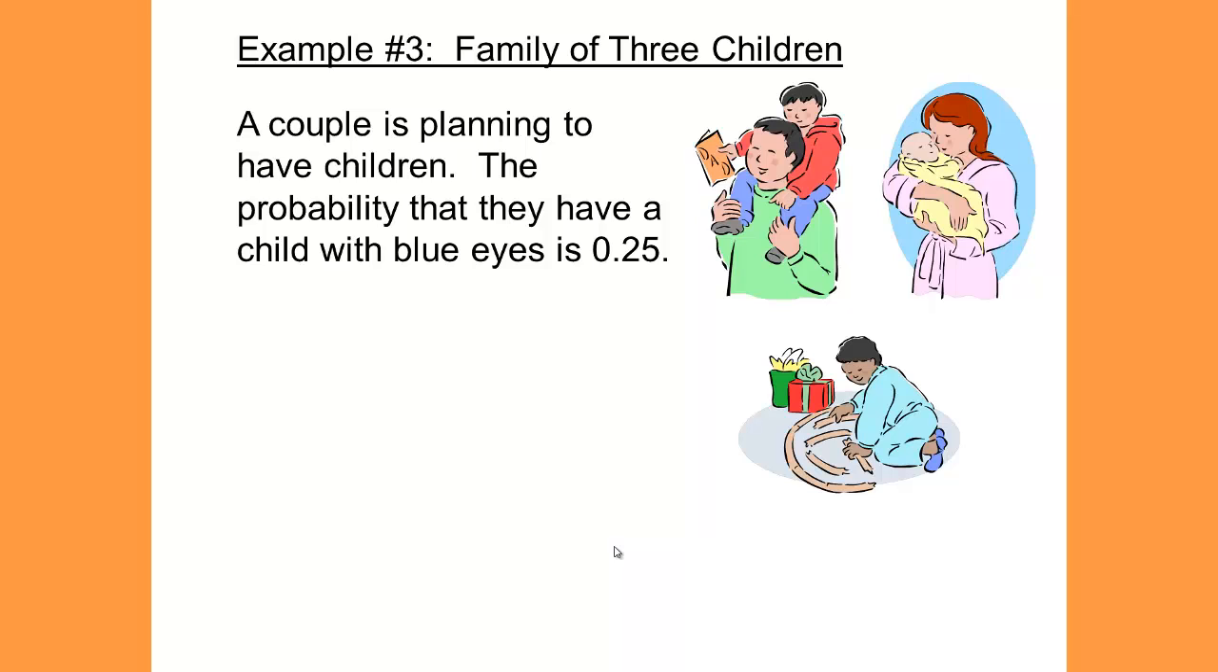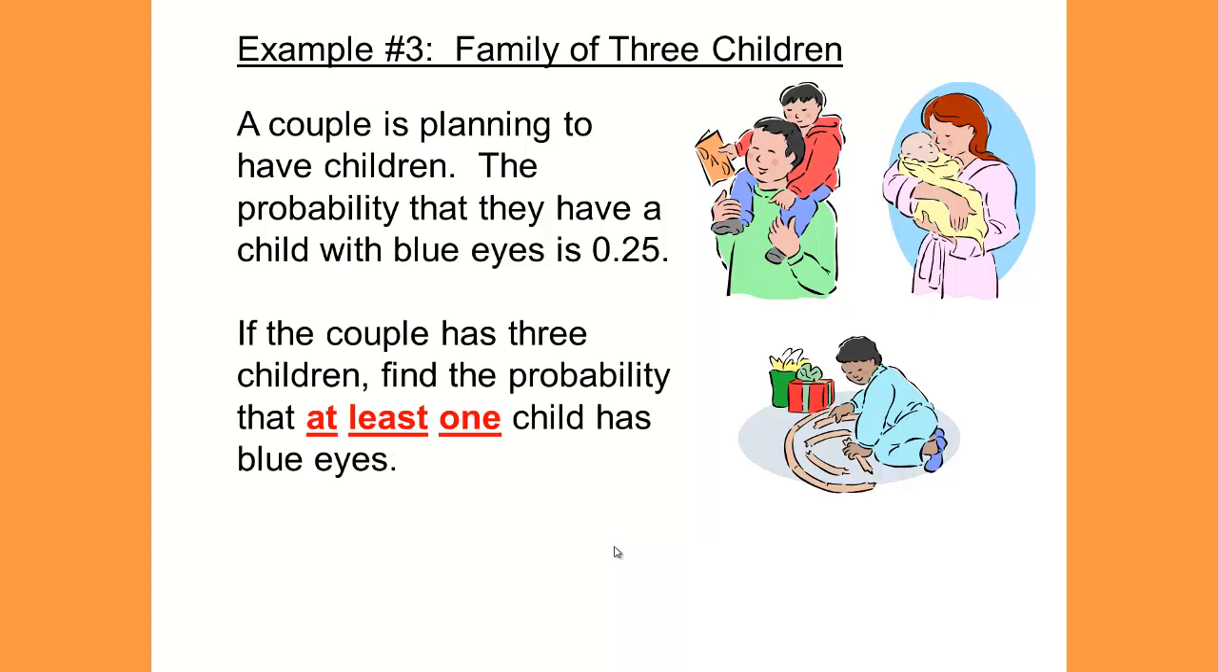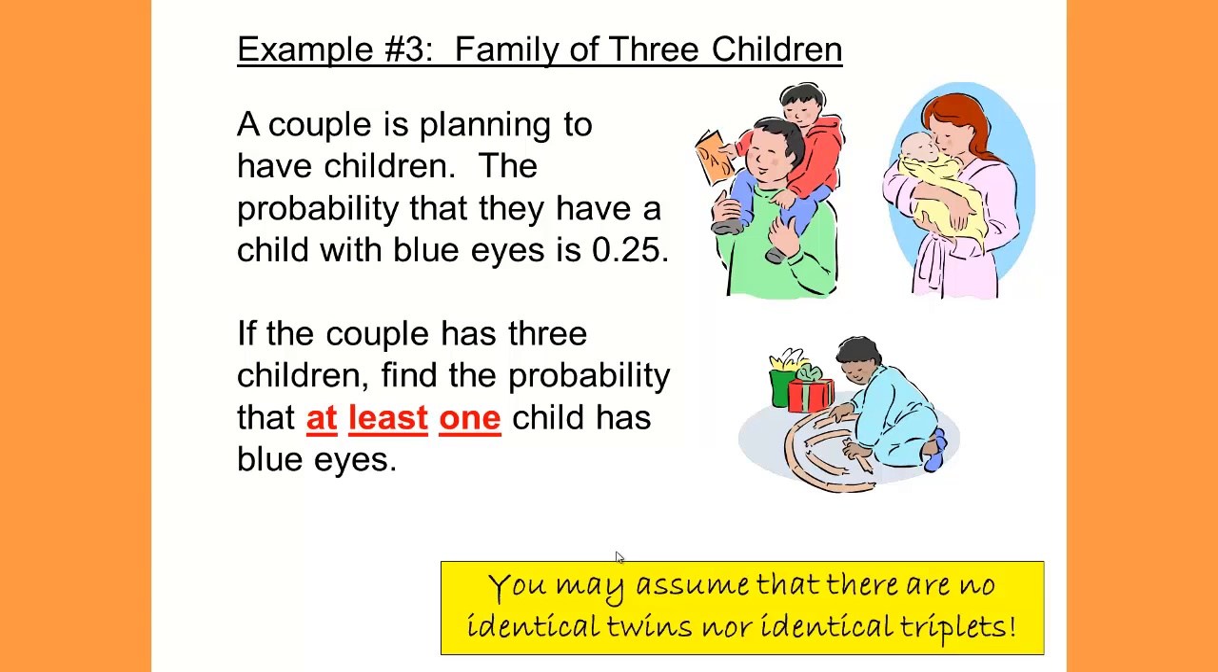A couple is planning to have children. They have the probability of a child with blue eyes is 0.25. If the couple has 3 children, find the probability that they have at least one child with blue eyes. You may assume that there are no identical twins or identical triplets.